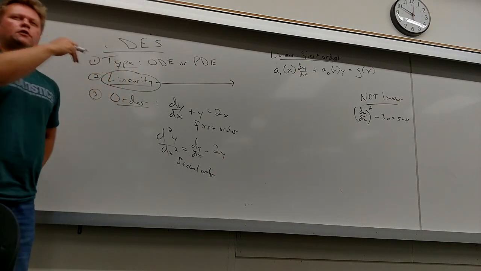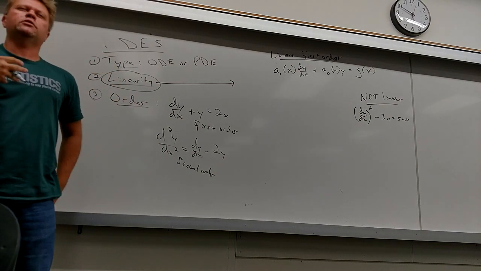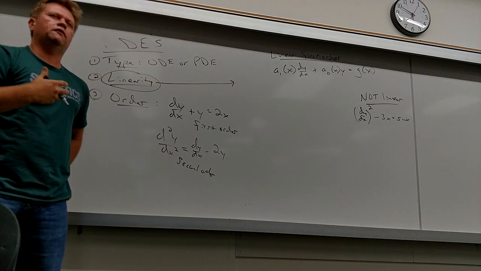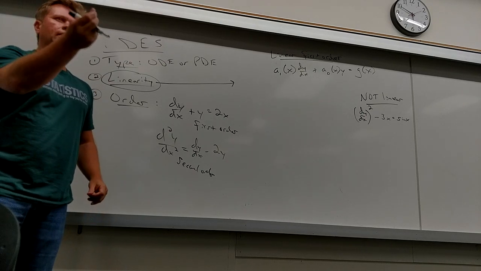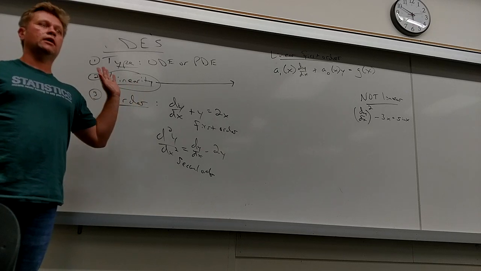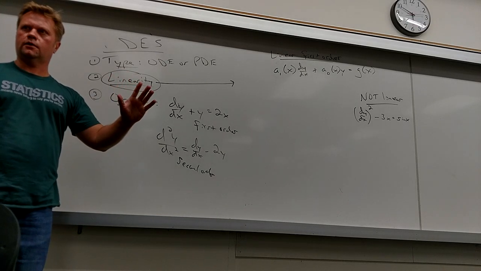You should have some idea of what linear means. So when we're talking about a linear DE, it's only referencing the y, the dependent variable, that has to be linear. The x variable can do whatever it wants to.